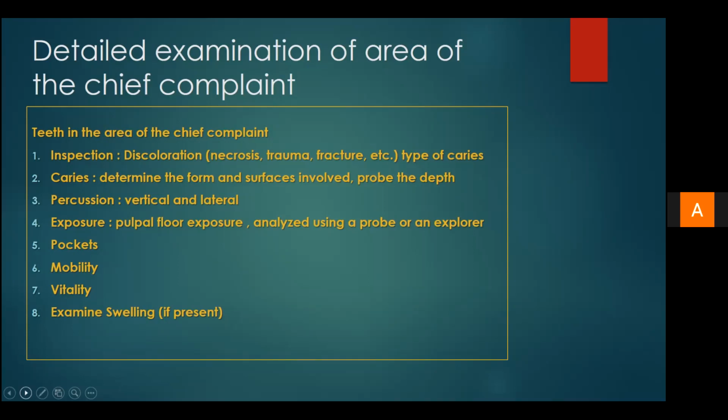Then comes the vitality, which is the most important part of examination. And if there is any swelling present, we have to examine the swelling. I can just tell you in short what to examine in swelling. In inspection, you have to see the extent of the swelling, the border of the swelling, size, shape, surface, and the skin and mucosa over the swelling. Then you have to palpate the swelling for tenderness and local temperature. You can rule out the species involved in that.